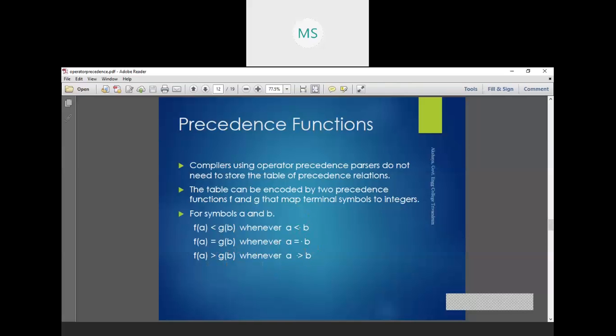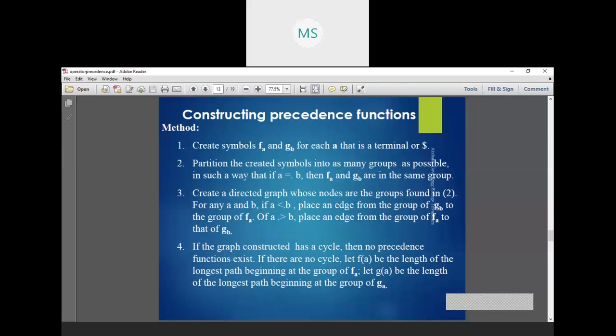For this relation, this is the function relationship. I can write it. To construct the precedence function, we use these formulas. This is the method. If asked, you should write what the construction method is.